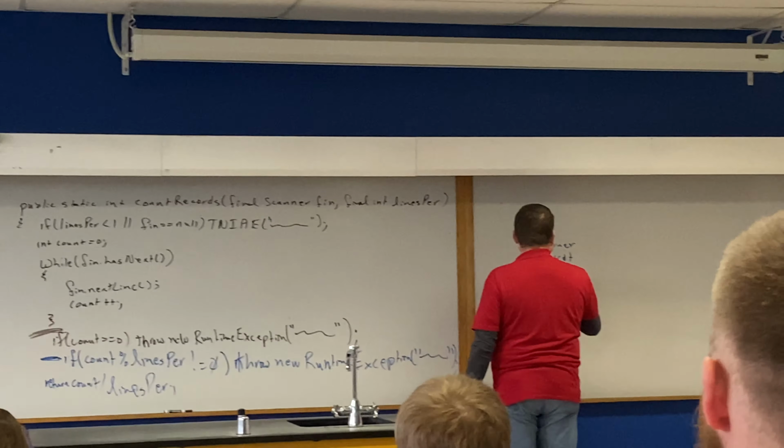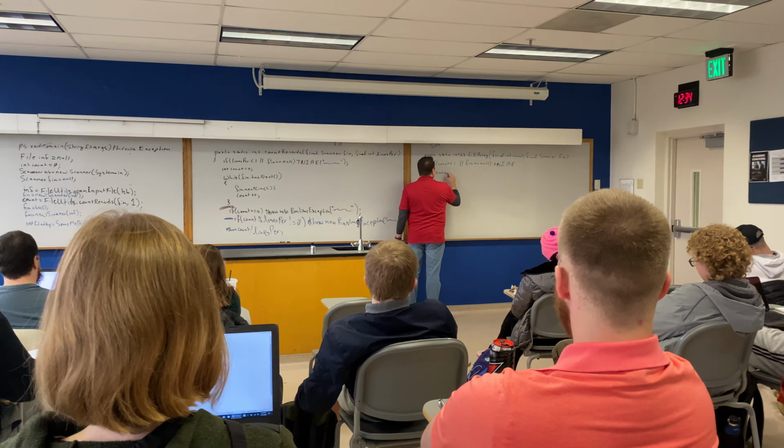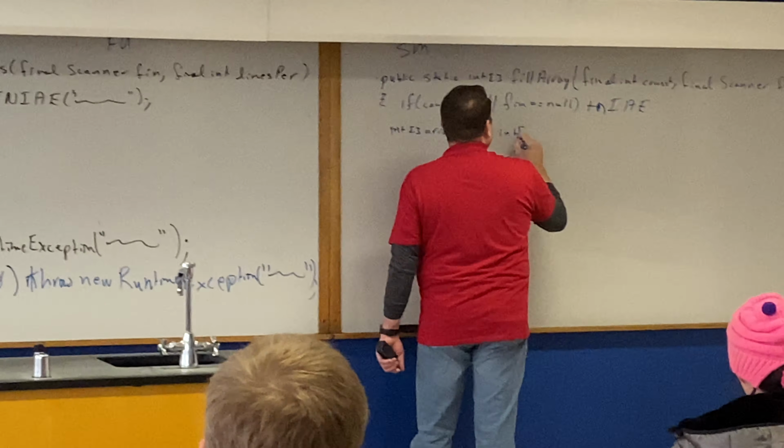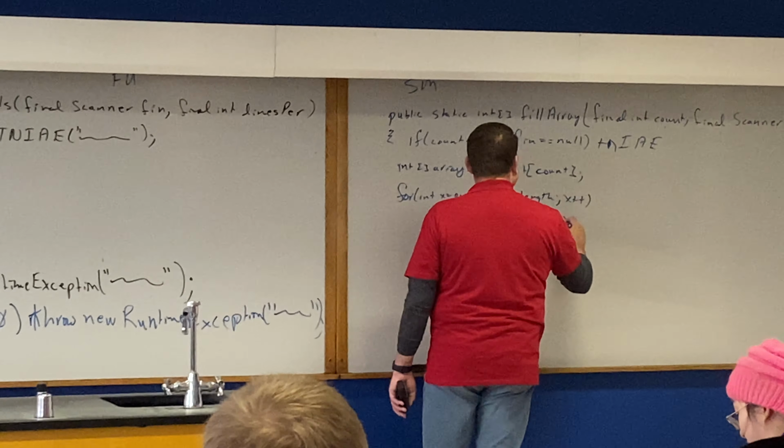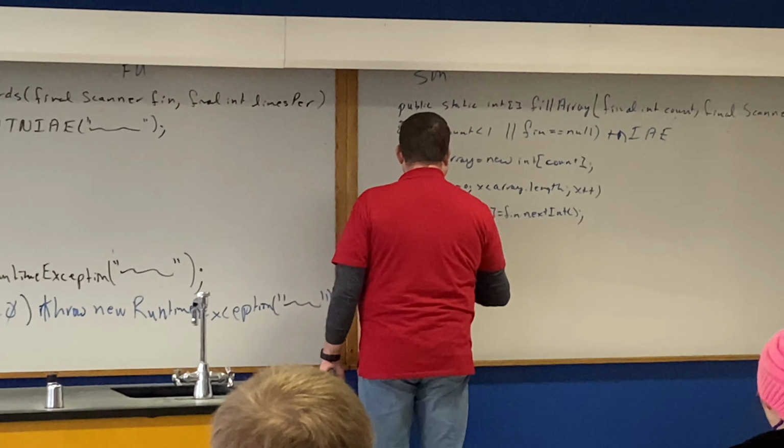So here I'm going to say int square brackets array gets new int count. Okay. And now I'm going to fill that array with for int x gets 0, x is less than array dot length, x plus plus, array sub x gets fin dot next int. Return array. All I did was read those numbers out of the file, put them into the array, and return that array.